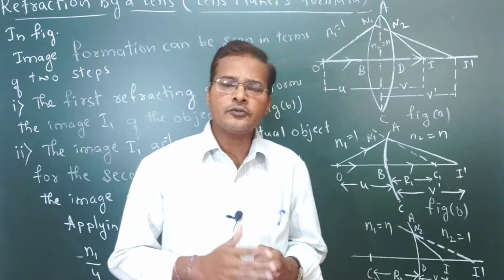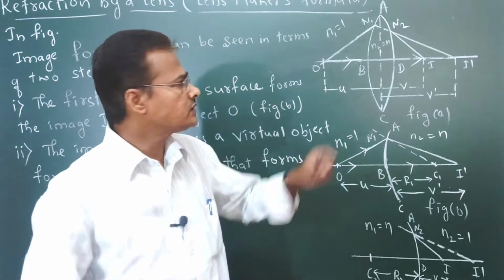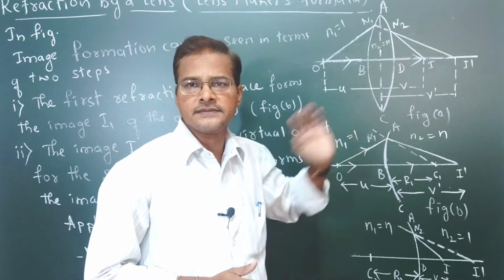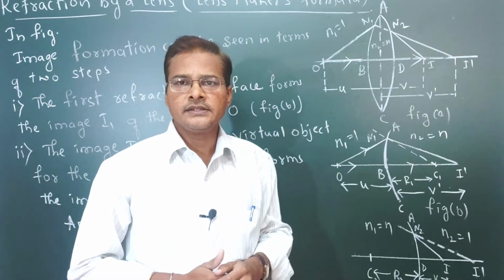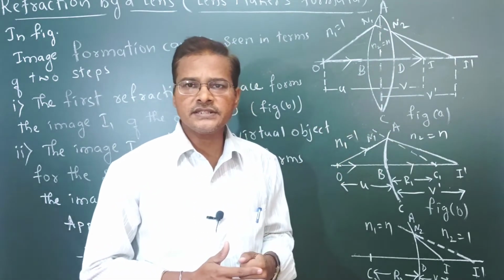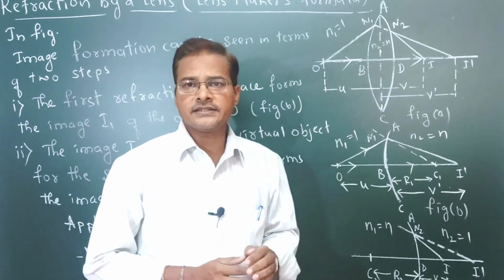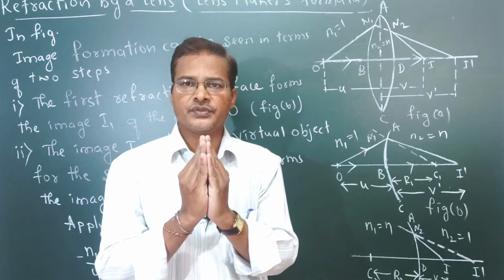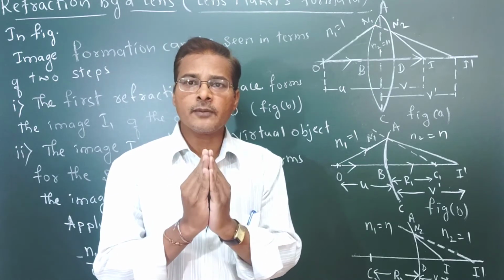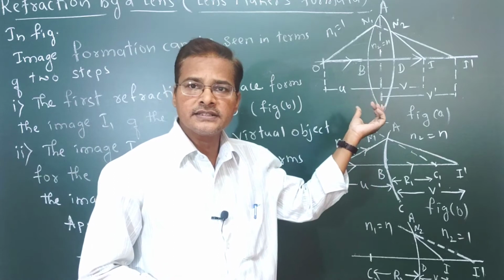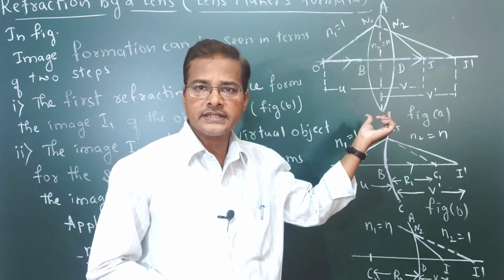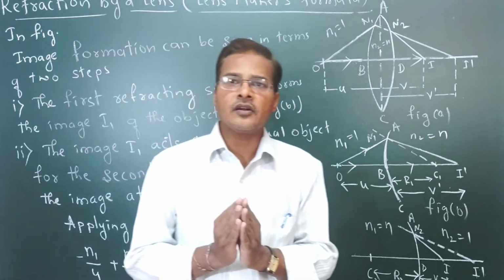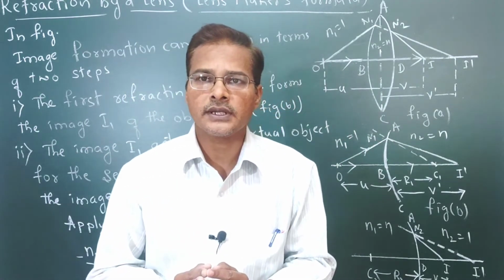Here there are two surfaces we are going to see: one surface is ABC and the other surface is ADC. ABC is one curved surface and ADC is another curved surface, and they are bonded together in this way. When two such surfaces are bonded, we get what we call a double convex lens. That means both surfaces are convex. So we call it a double convex lens.